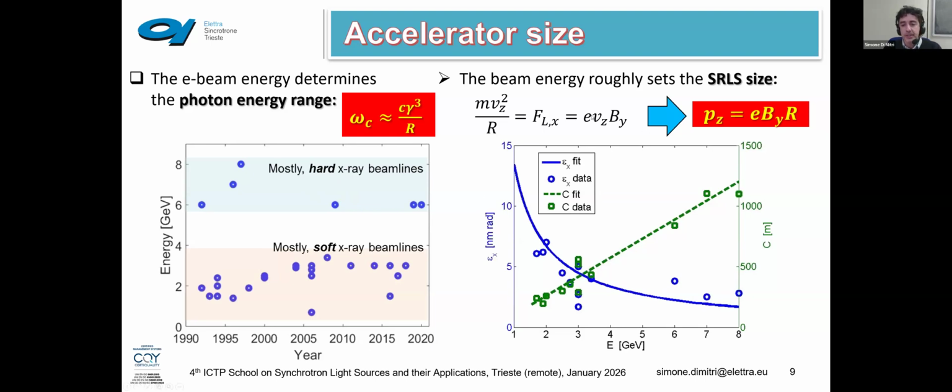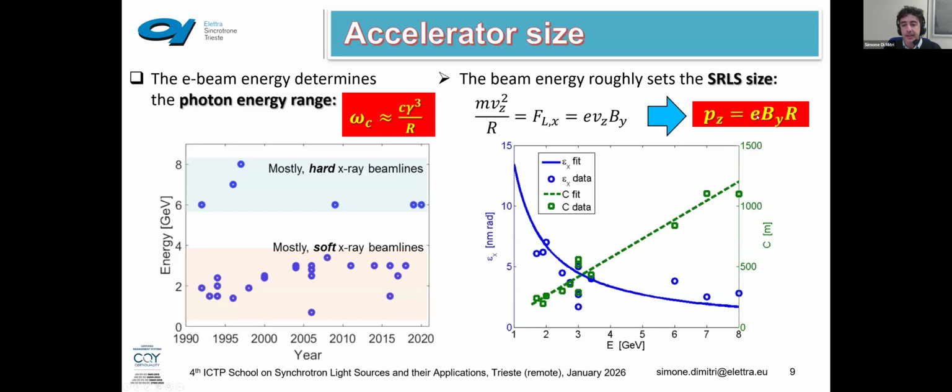The second point is that the centripetal force to which the particles are subject in a dipole is, of course, driven by the magnetic field, and this allows us to extract a relation between the longitudinal momentum or energy of the particle and the curvature radius. Now, the technology allows us to implement magnetic fields up to some value, let's say 2 Tesla for a dipole magnet, 4 Tesla or 6 Tesla for a superconducting dipole magnet, and around 1.2, 1.5 Tesla for an undulator.